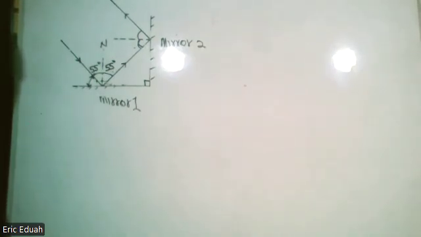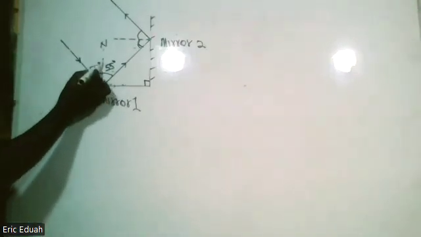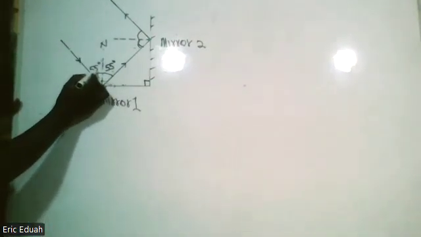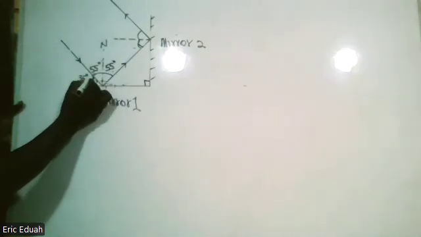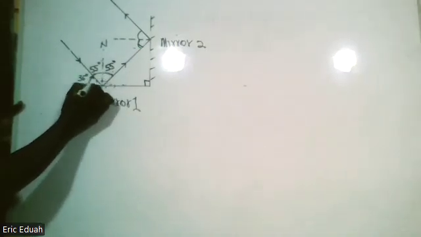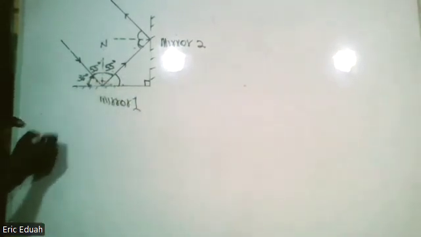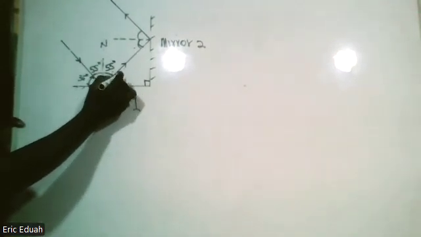None of you is ready to contribute. Please, 35. How did you get 35? Please, I subtracted 55 from 90. Exactly, the normal is perpendicular to the mirror. So if this is 55, this will be 35. Once this angle is equal to this angle, the angle here would also be equal to the angle here. So if this is 35, this must also be 35.